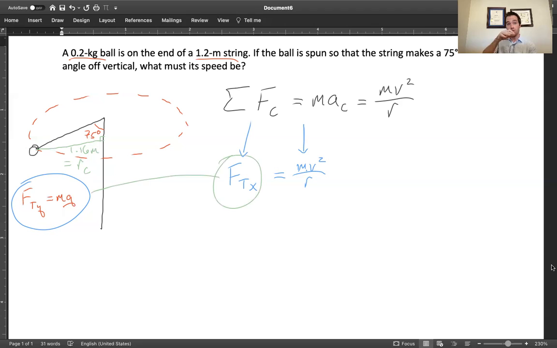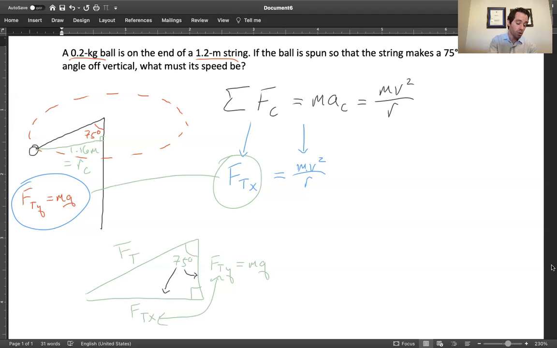So what I'm going to do is form a relationship between these two quantities based on the triangle that I had before. I'll redraw it. It's a 75-degree right triangle. F_T is along here. F_Ty is here. And F_Tx is here. Well, I know that F_Ty is mg, right? So wait a minute. Now I want to form a relationship between F_Ty and F_Tx. And if you really ate your trigonometric Wheaties this morning, then you'll know that I'm looking for tangent of 75, because the tangent of 75 will use the opposite and it will use the adjacent.